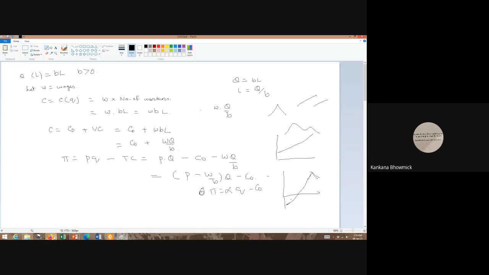Sir, actually, I'm having a problem with understanding what the letters mean. Like, what does Q stand for? Q is output, L is labor, C is cost, and pi is profit. Over here, P is price of the commodity. Okay, sir. Thank you, sir.